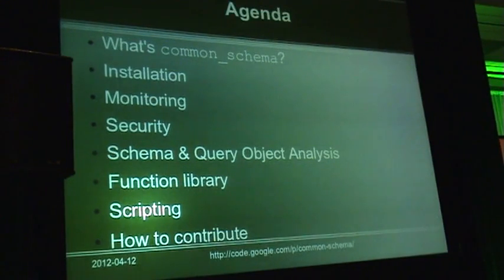I'm going to cover in this presentation how you can install it, how you can use Common Schema to do some basic monitoring, and how you can use it to inspect security issues. How you can use Common Schema to look at schema objects and engines and that kind of stuff. Common Schema comes with a set of utility functions which you might find useful, and you can use it to do some scripting, which can be very useful if you want to do some database administration tasks. Finally, Common Schema is completely open source, so you can contribute if you like.